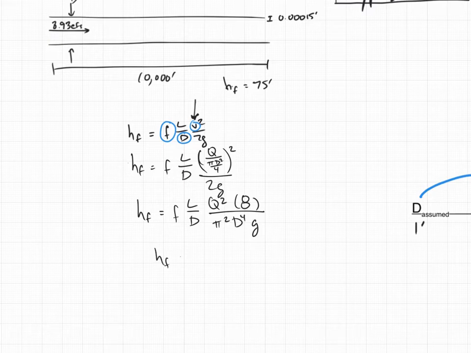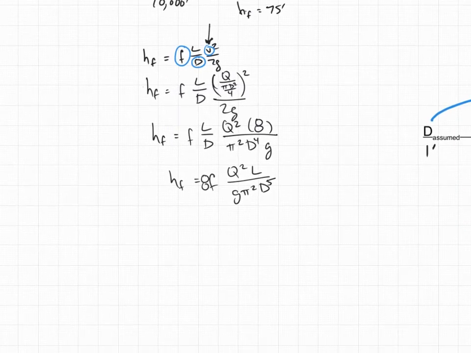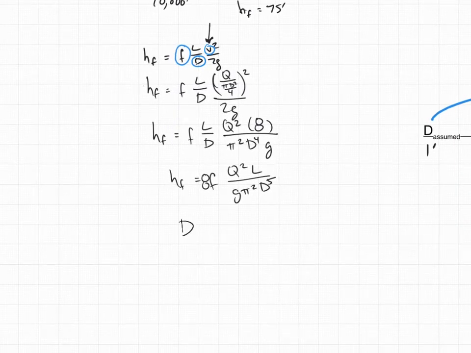So HF. I know this is complicated, right? It's a little annoying. It's a lot annoying. But there's nothing we can do about it. HF equals F, Q squared, L, with an 8 out here over G pi squared D to the 5th. If I rearrange this, that D is going to come over here, and we're going to have D equal to the 5th root of 8 Q squared F L over G pi squared HF. I know I keep changing the order. And that is going to be our equation.